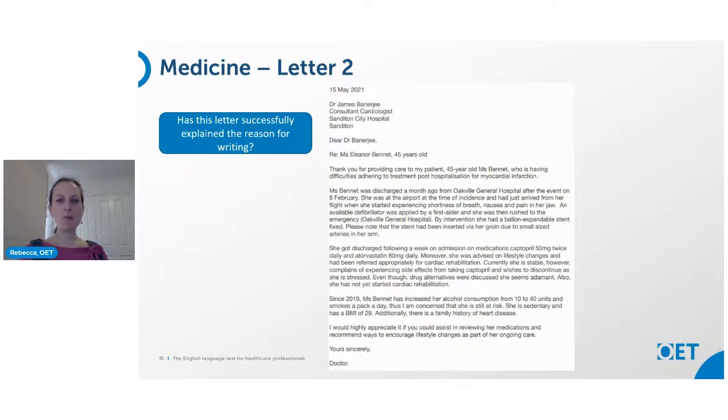Just give you one more minute. What do you think in terms of the first paragraph, the reason for writing? How successful do you think this letter has been in making it clear for the reader to understand what's going on?